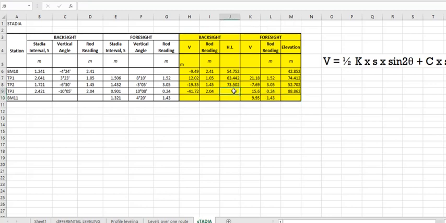Then HI of TP3, plus 41.72 plus 2.04, 132.622. Elevation of BM11 is plus 9.95 minus 1.43, 141.142 meters. Kindly double check.